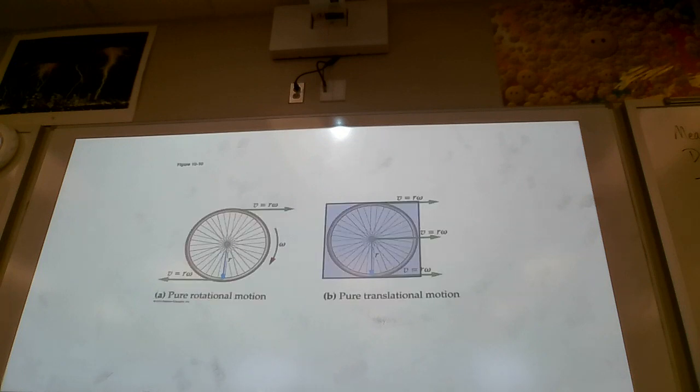If something is rolling, then it has both rotational and translational motion. Okay, so it's spinning.